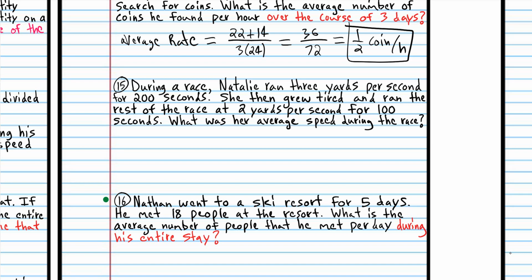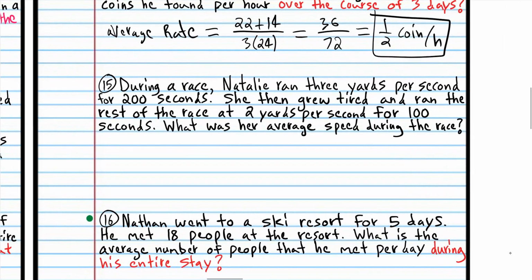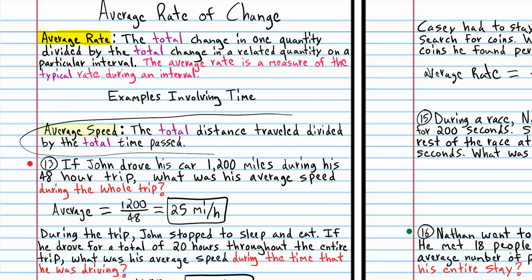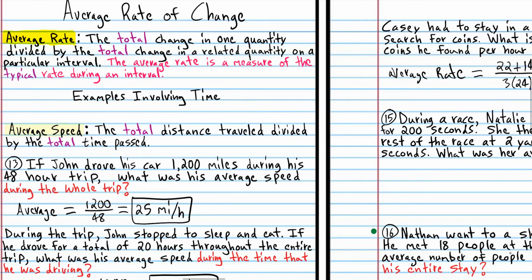So let's do one more example. It says, during a race, Natalie ran 3 yards per second for 200 seconds. She then grew tired and ran the rest of the race at 2 yards per second for 100 seconds. So she slowed down. What was the average speed during the race?